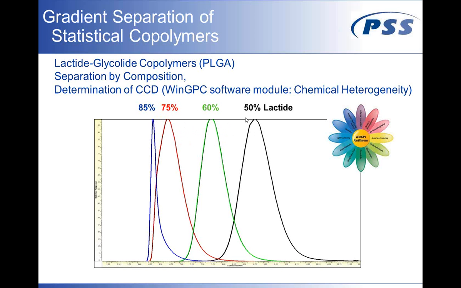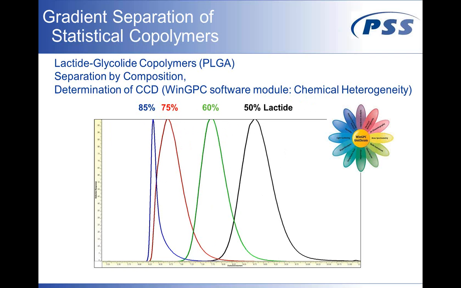If you have samples of known composition, you can calibrate your retention time axis, and you can determine the chemical heterogeneity of such a distribution. And you see here, for example, this lactide has a much broader heterogeneity than this 85% lactide containing sample, which is obvious because if you go to the 100%, you have no heterogeneity at all. If you have 100% lactide, it's a PLA. There is no chemical heterogeneity.